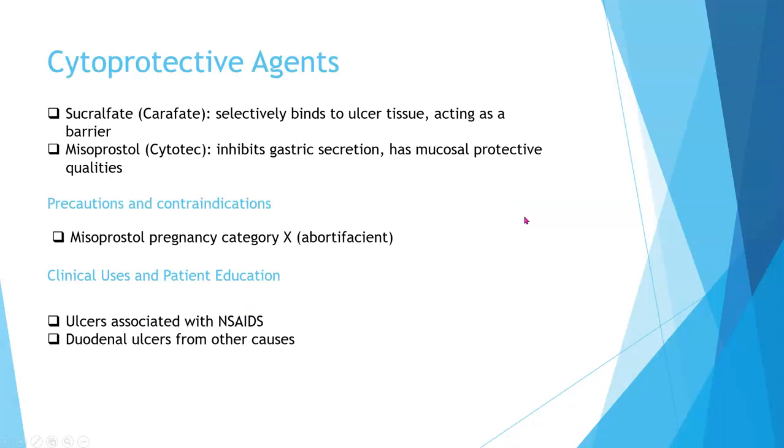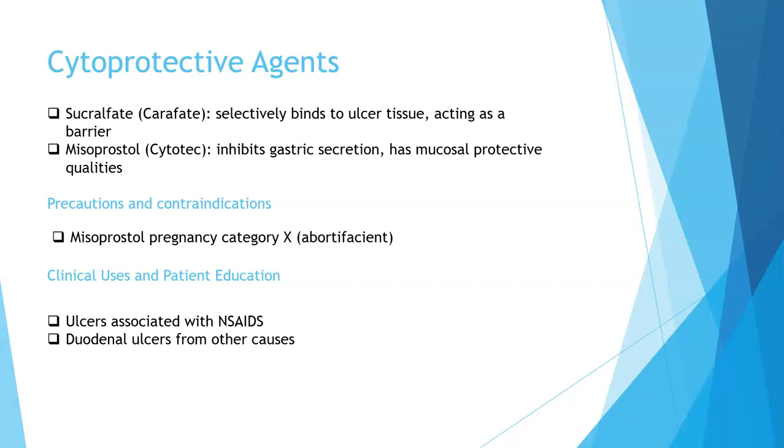Ulcers associated with NSAIDs, duodenal ulcers from other causes, the ADRs, adverse drug reactions. Carafate may cause constipation, misoprostol, diarrhea, and menstrual problems. Carafate decreases absorption of other drugs, and misoprostol causes diarrhea with magnesium-containing antacids.